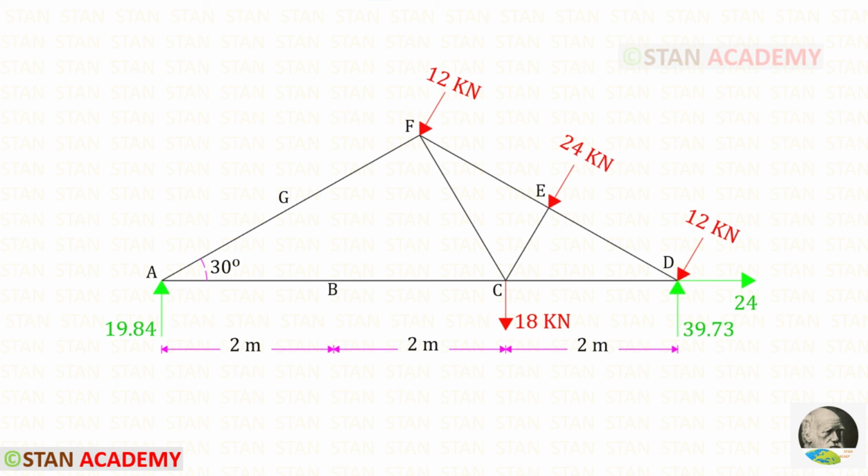Now let us take the joint C. We know that this angle is 30, this angle is 90. So this angle should be 180 minus 90 minus 30. So it will be 60. In the similar way, it should be 30, it is 90, and it should be 60. So this angle also should be 60.